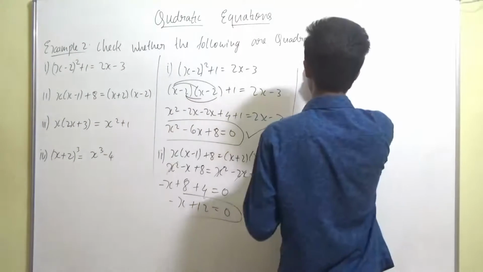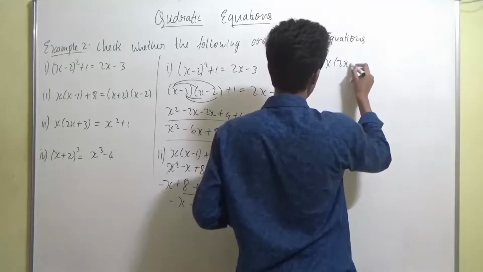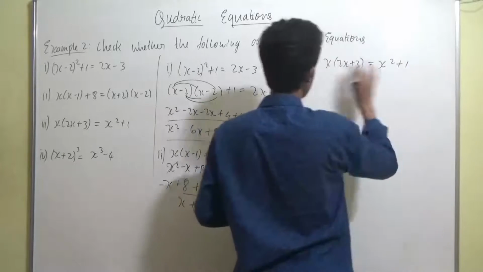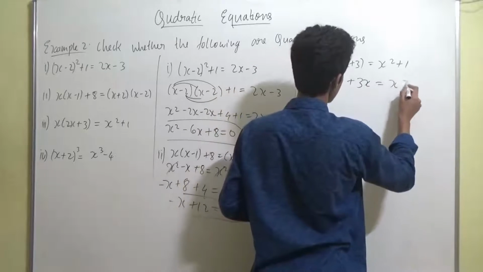Now let's go to the third sub question. So the third sub question is 2x plus 3 equal to x square plus 1. Now let me start expanding this. This becomes 2x square plus 3x equal to x square plus 1.